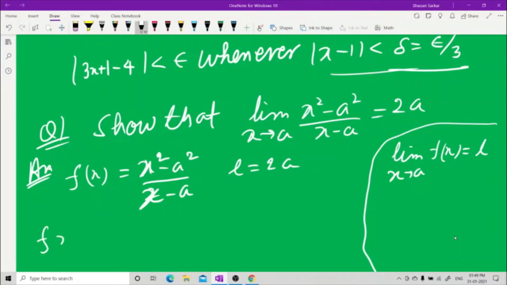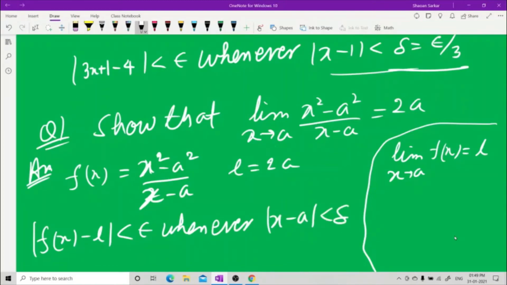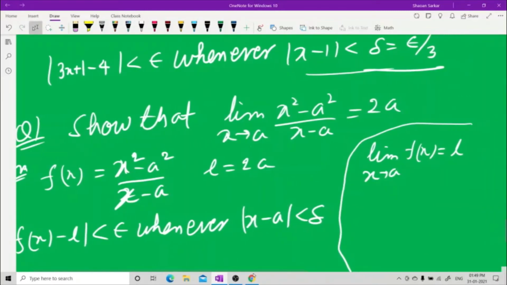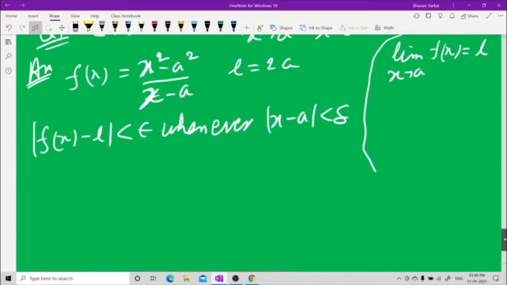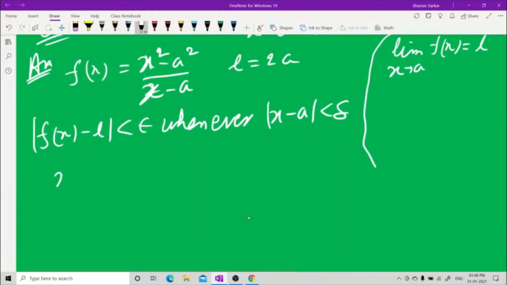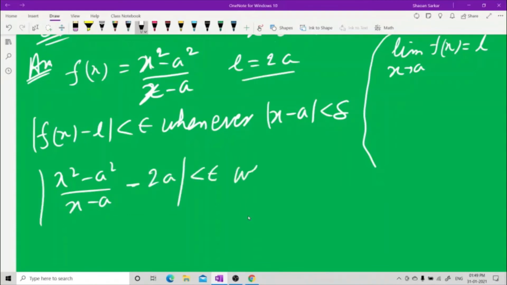So now you write down |f(x) minus L| is less than epsilon whenever |x minus a| is less than delta. This is the definition. You have to write this definition again and again. Now put in the place of f(x) the expression (x square minus a square) upon (x minus a), minus L, which is 2a, mod less than epsilon.